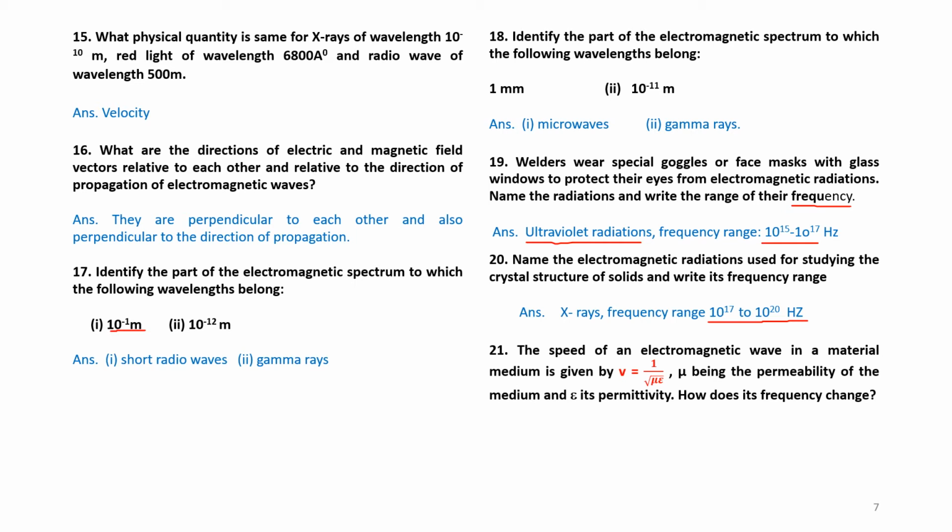Question number 21. The speed of electromagnetic wave in a material medium is given by the relationship V is equal to 1 over square root of mu epsilon, mu being the permeability of the medium and epsilon is its permittivity. How does its frequency change? Answer is there is no change. Its frequency does not change because frequency is same.